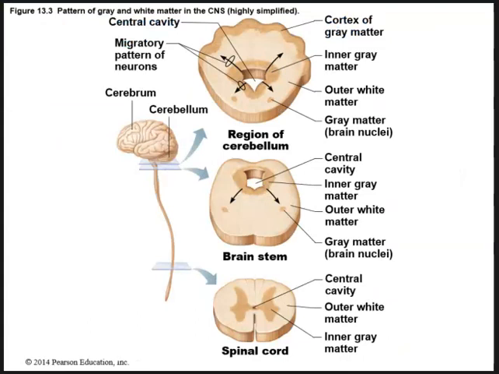So here we can see the pattern of gray and white matter in the CNS, just a simplified pattern. Here in the upper parts of the CNS, we can see a cortex of gray matter, and then we have outer white matter, and then an inner gray matter surrounding the central cavity. And then around, this is the region of the cerebellum, and here at the brainstem, we can see outer white matter, inner gray matter surrounding the central cavity, and then finally we get to distal portions of the spinal cord. We'll have that outer white matter and then the inner gray matter making up the different horns of the spinal cord, our ventral and dorsal horns. And then here's our central commissure, and then that central cavity here.